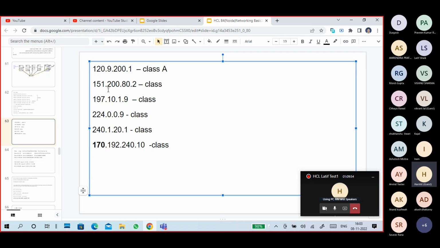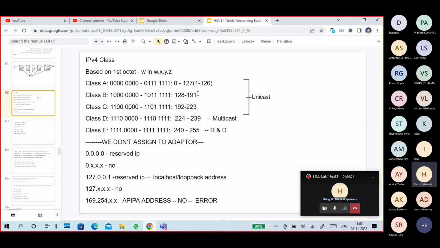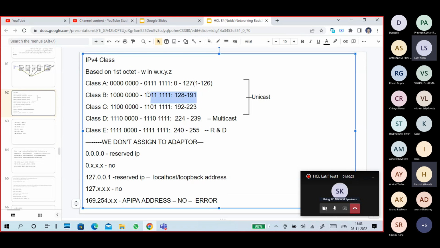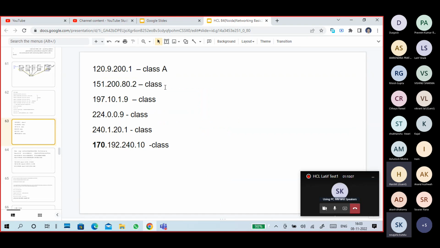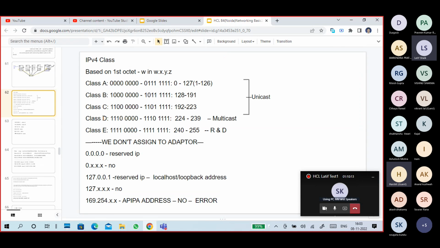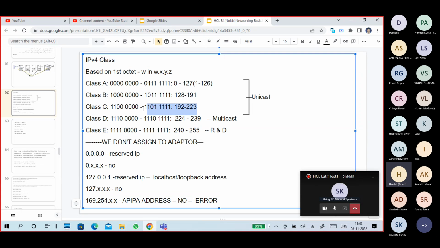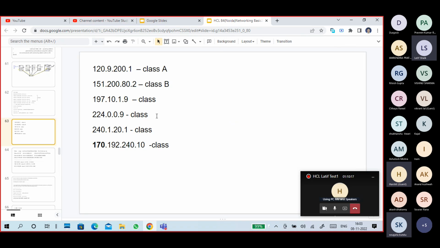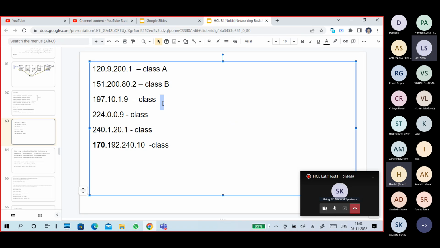Very good. Now tell me this one, 151. Sir, it is also class A. 151? Class B, sir. 128 to 191 is class B. Now 197. Class C, 192 to 223. Very good.